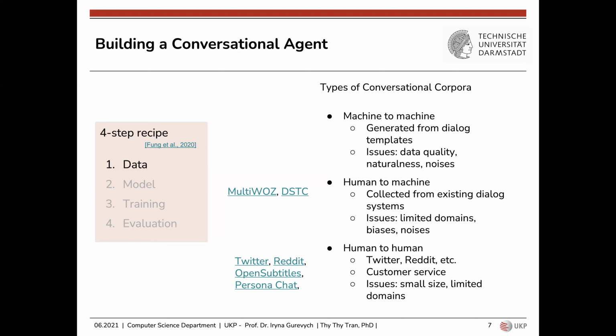So current methods usually use human-to-human data from Twitter or Reddit. However, they are kind of forum discussions rather than a real conversation. So building a new dataset for conversational AI is really difficult, and we need to trade off some aspects depending on what we are aiming for.